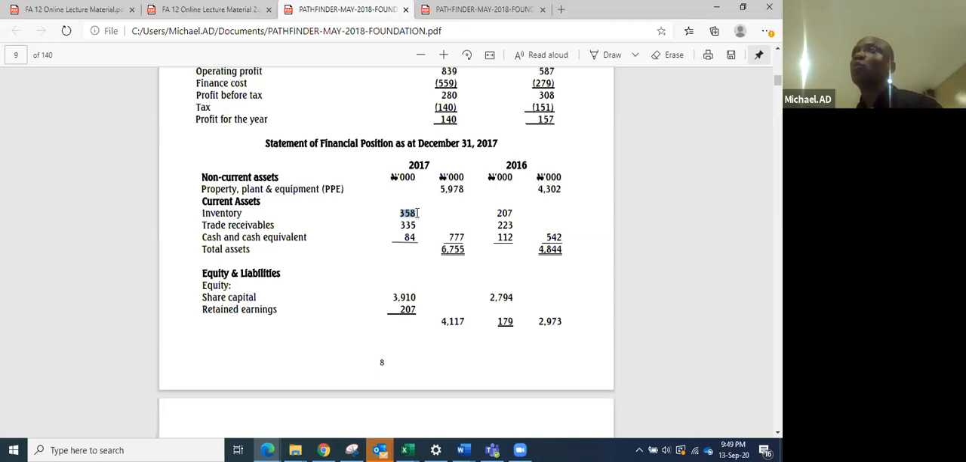Because the money is going out, whenever the money is going out, you minus. Whenever the money is coming in, you add. It's as simple as that. So for example, if it is the other way around, like we have 358 here and 207 here, it means that you had 358 in 2016 and you now have 207. You sold more inventory. Money has come in. That is why we are adding.